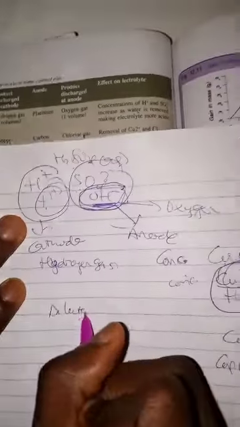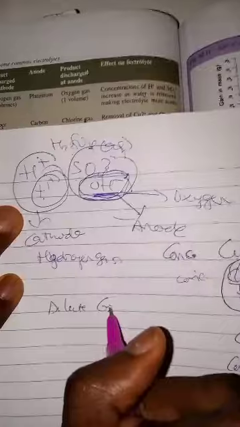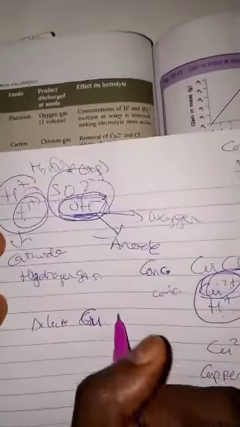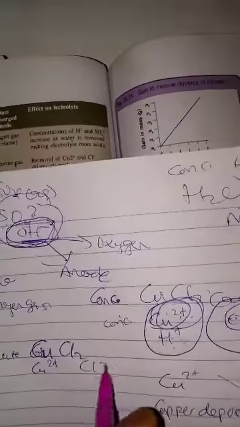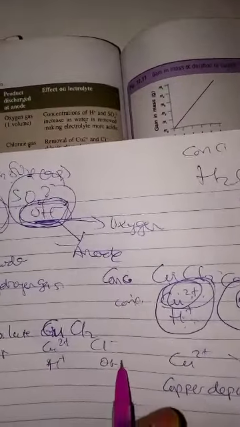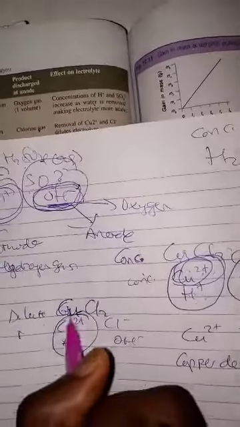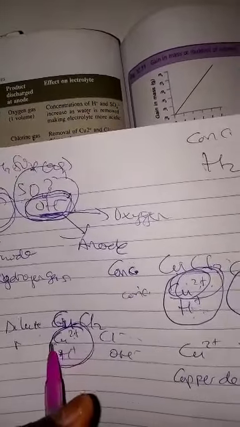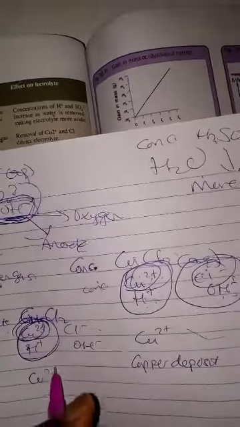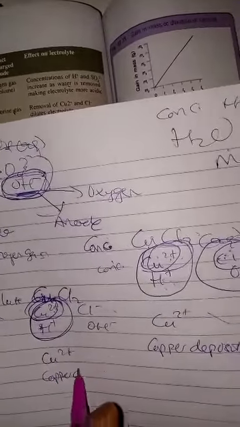Dilute copper 2 chloride solution. What's copper 2 chloride? CuCl2, but it is dilute. Cu2+, Cl-, H+, OH-. It is dilute, so out of these, which one will be discharged? The one that is lower. These two are not concentrated. So this one is discharged. You have Cu2+, that's copper deposit.